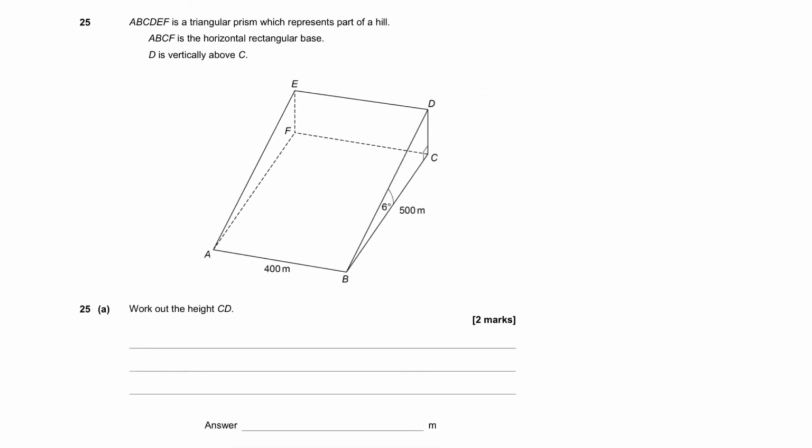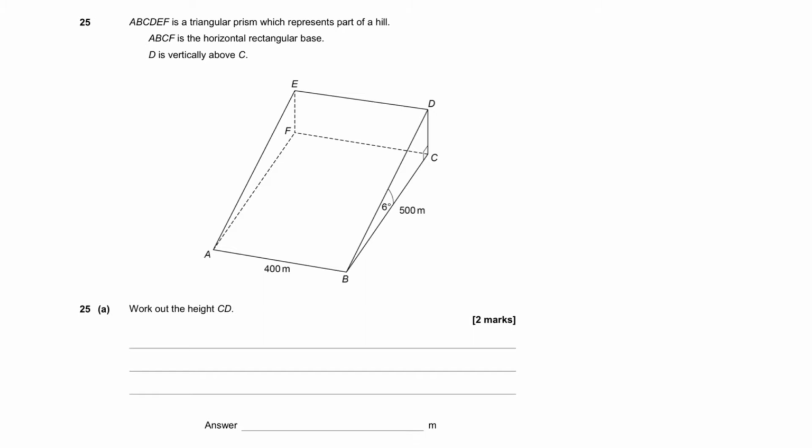So this next question needs a little bit of thinking about. It says ABCDEF is a triangular prism which represents part of a hill. ABCF is the horizontal rectangular base. D is vertically above C. Work out the height of CD.